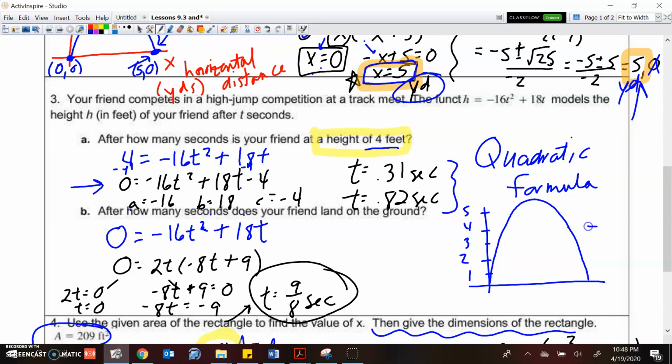But what that's saying is that at this time right here, at 0.31 seconds, this person is 4 feet in the air. Then they continue to go up, and then they come down, and then at 0.82 seconds, they are 4 feet in the air again. So that's why there's two answers here. This would be the 0.31 seconds, and this here is the 0.82. Okay, so that's why there's two answers there.